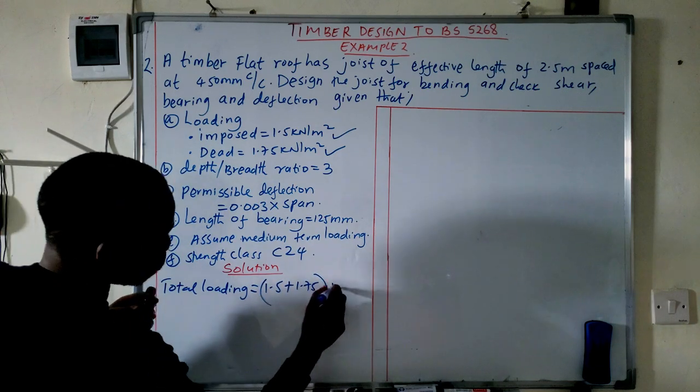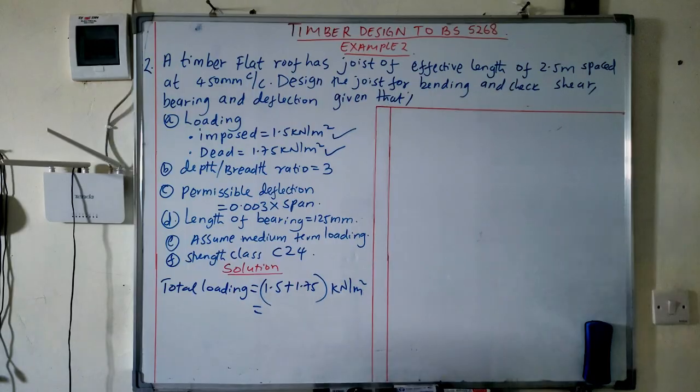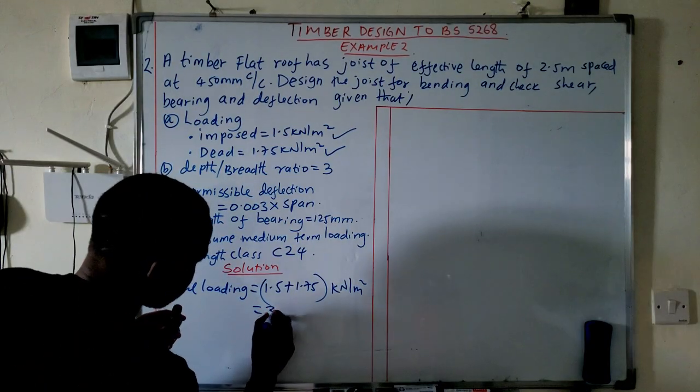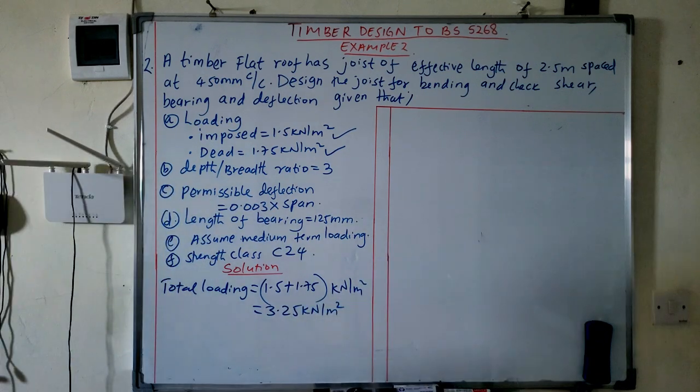So the SI unit is kilonewton per meter square. So the answer is 3.25 kilonewton per meter square. The next thing to do is to reduce this loading from kilonewton per meter square to kilonewton per meter.